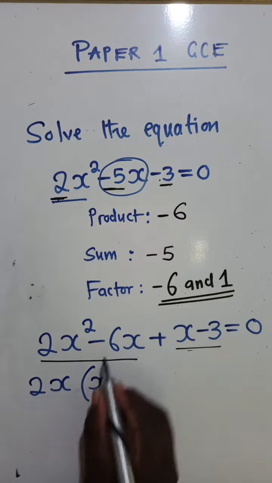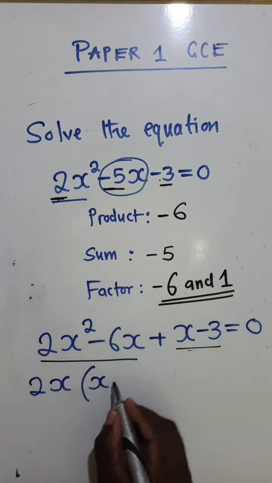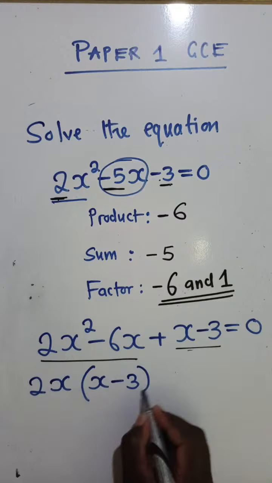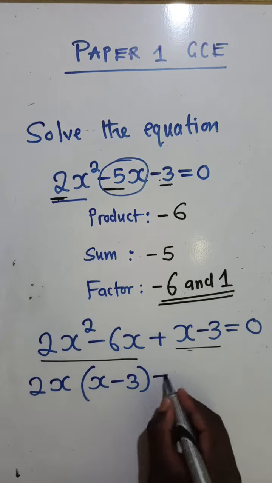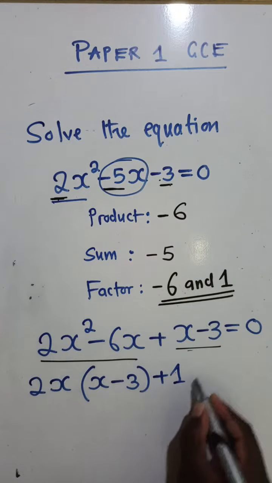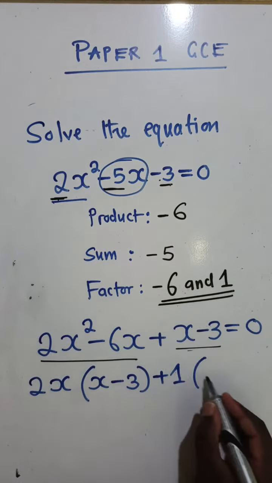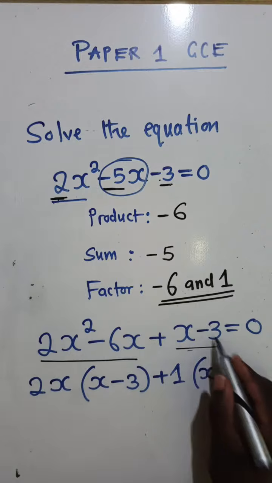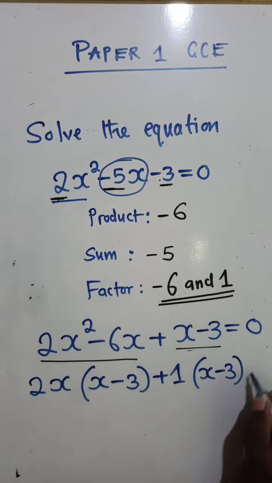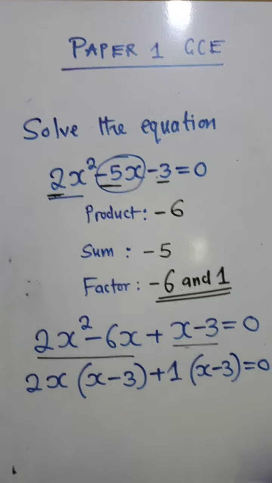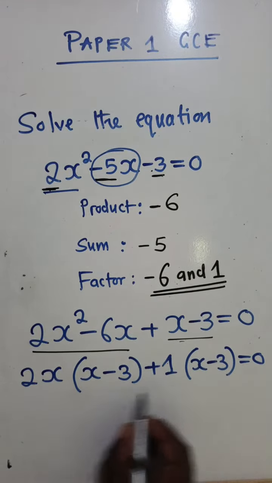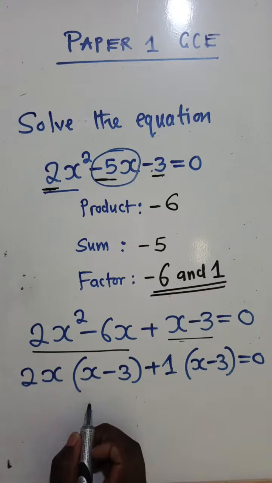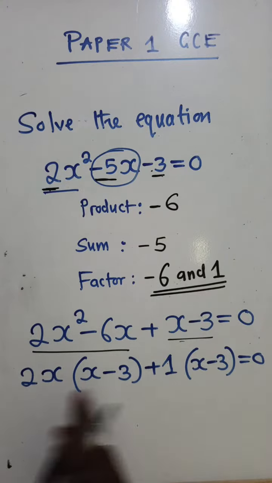2x into negative 6x, it's a negative 3. For these, what is it that is common? It's a 1. So we shall say plus a 1. Open bracket. 1 into x, it's x. 1 into negative 3, it's a negative 3, which is equal to 0. I hope somebody's following. So now from this point, you can get what is in front of the brackets.